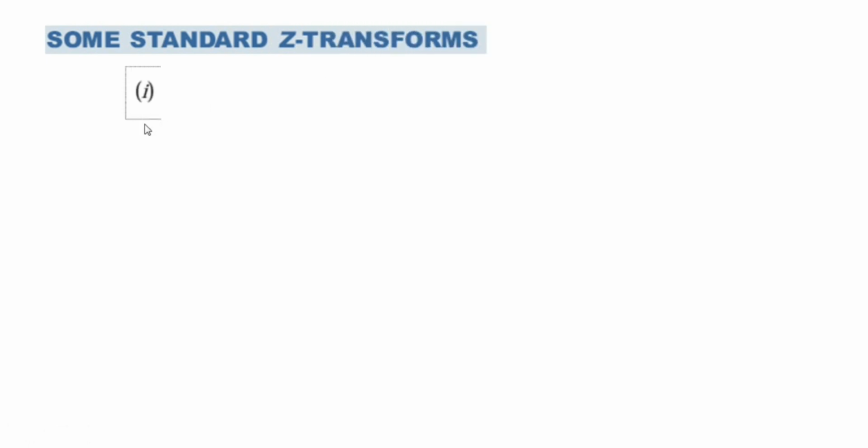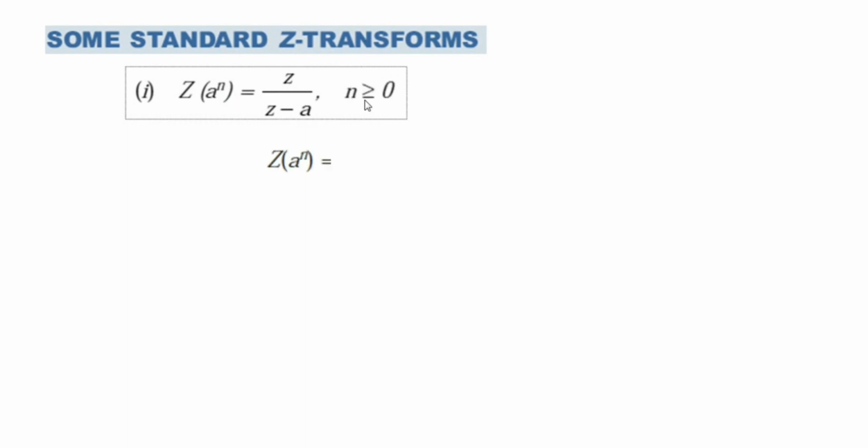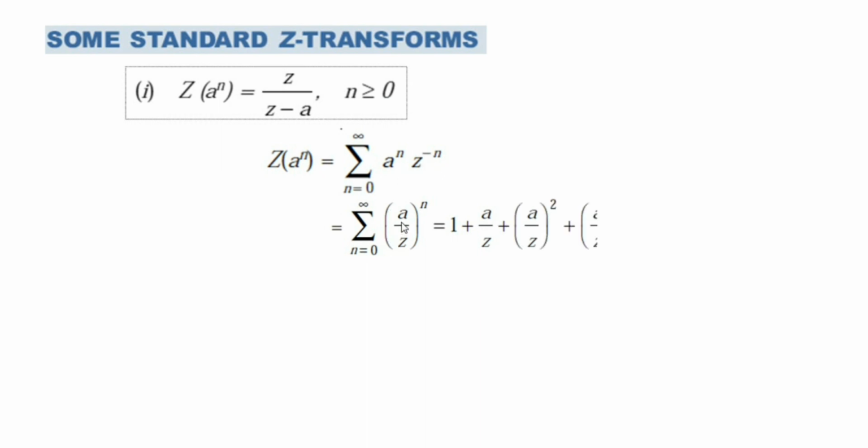The second damping rule is Z{a^n u_n} = U(z/a). Now let us see some standard Z-transforms. Find Z{a^n} = z/(z-a), where n is non-negative. By the definition, we have Z{a^n} = sigma n = 0 to infinity a^n z^(-n), which is (a/z)^n.